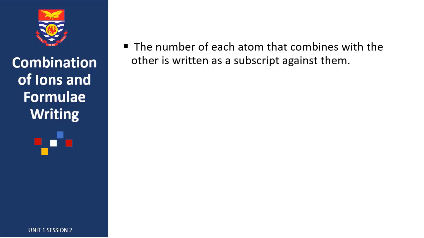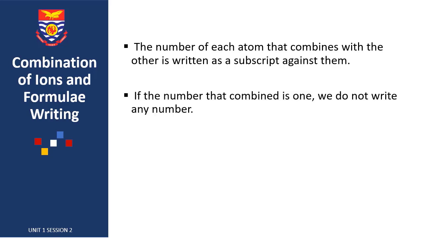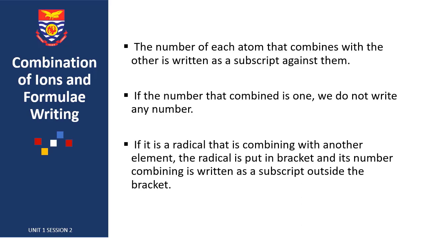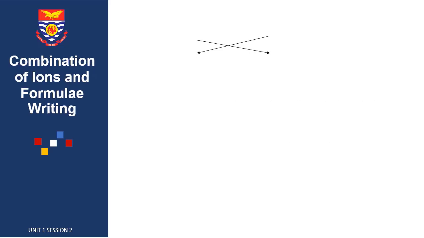The number of each atom that combines with the other is written as a subscript against them. And if the number that combined is 1, we do not write any number. If it is a radical that is combining with another element, the radical is put in brackets and its number combining is written as a subscript outside the bracket. So we can take a specific example.